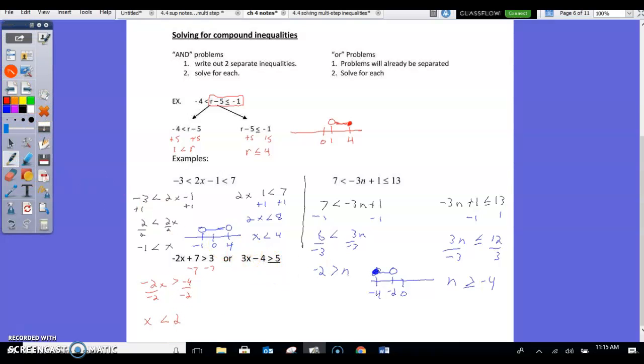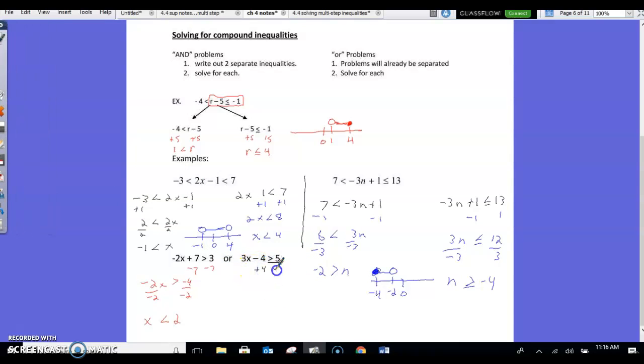Now we do this one. I'll do this one in black. So add 4 to both sides. So 3x greater than or equal to 9. Divide by 3. X is greater than or equal to 3.